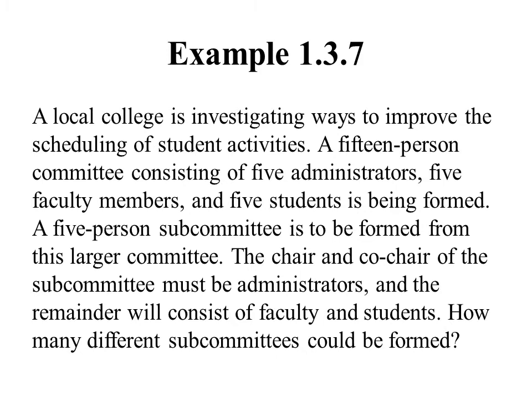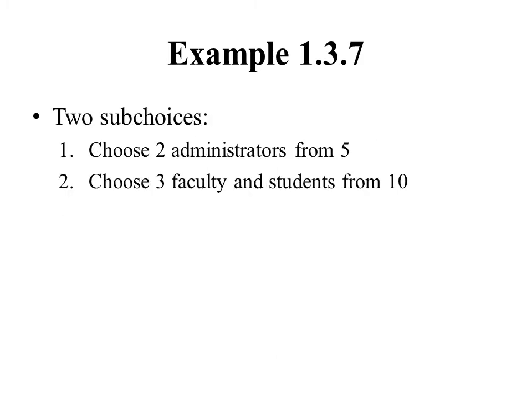Okay. So this problem looks pretty complicated, so the first thing we have to do is weed through things to understand what's going on. The important thing to note here is that when choosing this subcommittee, there are really 2 sub-choices we have to make. Number 1, we choose 2 administrators from a group of 5, and one of those administrators is going to be the chair and the other is going to be the co-chair. So in that case, order is important. And then number 2, we're going to choose 3 faculty and students from a group of 10. Now there's no differentiation between those positions, so order there is not important.